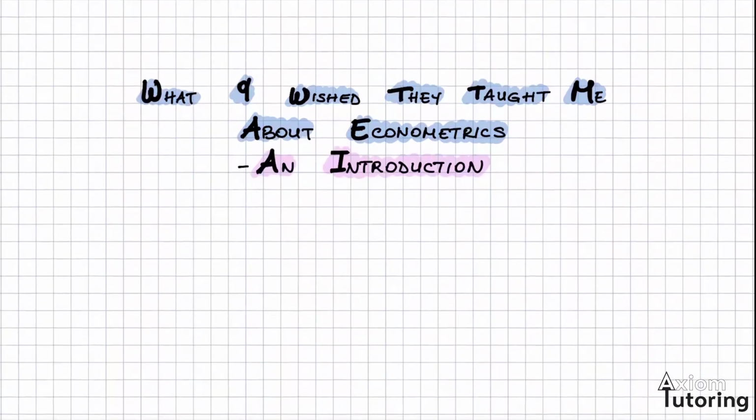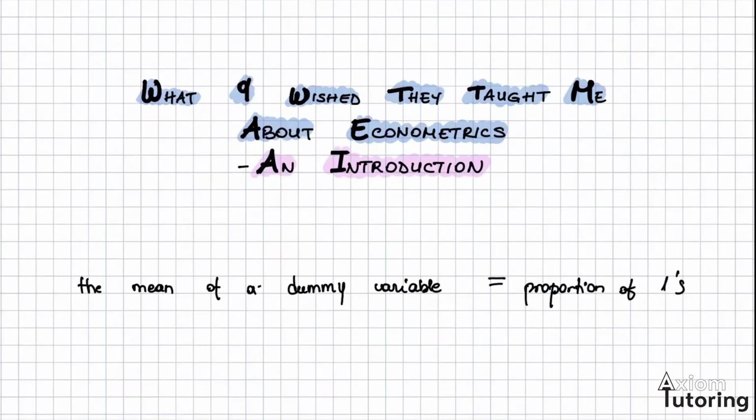And in this video, the characteristic we're going to look into is that the mean of a dummy variable is actually the proportion of ones, or the percentage of all the yeses that we get.